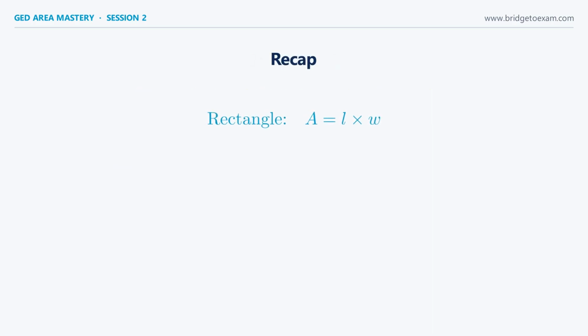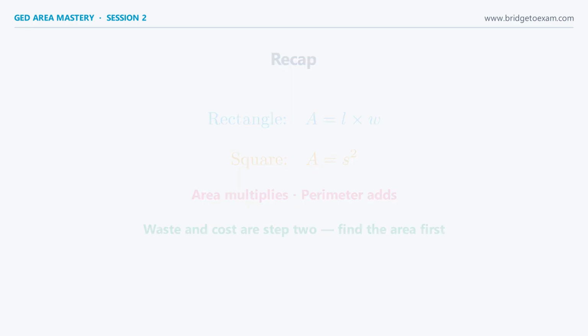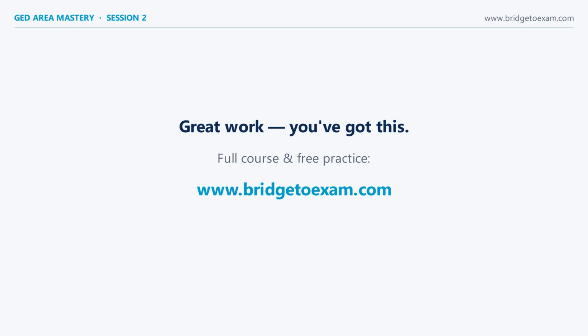Let's recap. Rectangle, length times width. Square, S squared, because length and width are the same side. Area multiplies, perimeter adds. Infer the sides you aren't given, and when a problem adds waste or cost, the area is only step 1. Great work on Session 2.